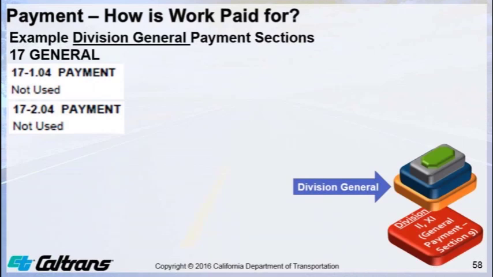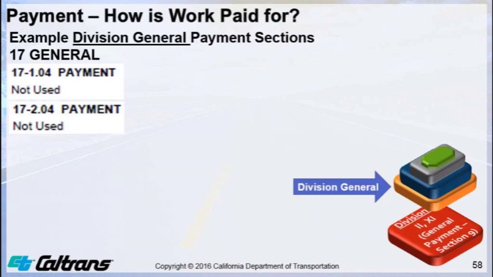How is work paid for? We spent a lot of time discussing that section 109.1.03 payment scope in Division 1 general provisions under section 9 payment, because these specifications are the foundations for how work is paid for. To get the complete answer to the question, how is work paid for, you must continue moving up the pyramid to the division generals.